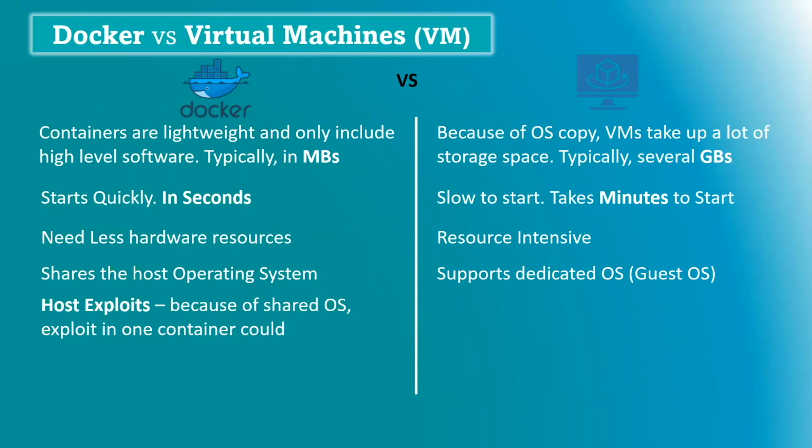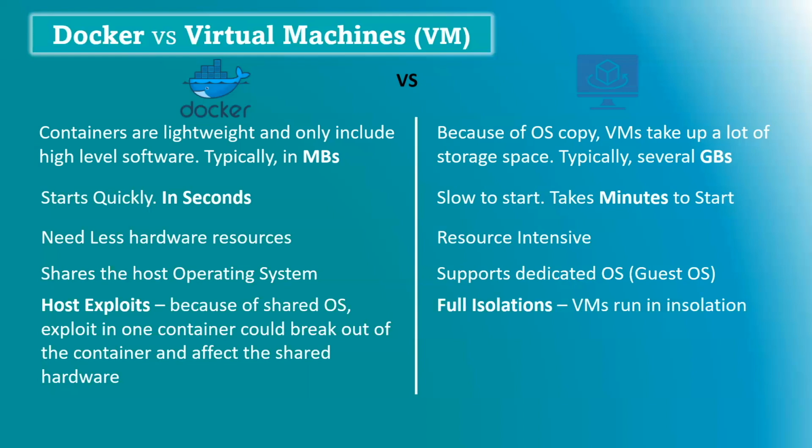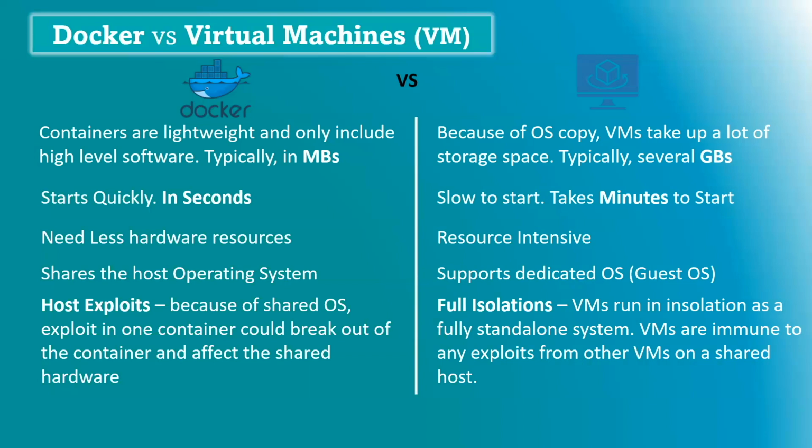The only downside of Docker that I have observed is host exploits. As Docker shares the host operating system, any exposure or exploit in any one of the Docker containers can breach that specific container boundary and affect other containers and the shared hardware. This is not the case for virtual machines. VMs run in isolation as fully standalone systems, making them immune to any exploits from other virtual machines on the shared hardware. I hope now you have a clear understanding of the distinction between Docker and virtual machines as virtualization methods.